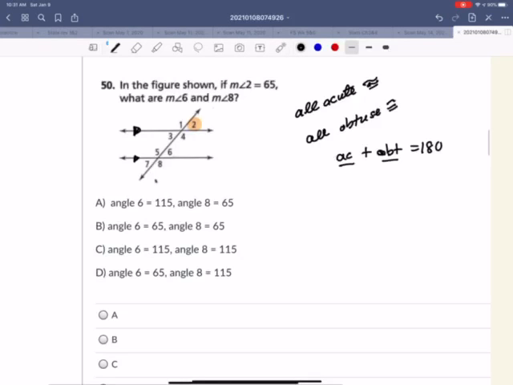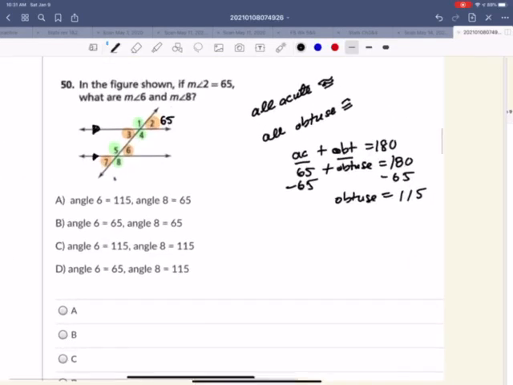So that means if this is 65, then this is 65, this is 65, this is 65. All those are 65. And these are all obtuse, and they have to add. So if the acute one is 65, we can solve for the obtuse angle. The obtuse angle has to be equal to, what is that, 115. Okay, so that looks like it lines up with my choices, doesn't it?